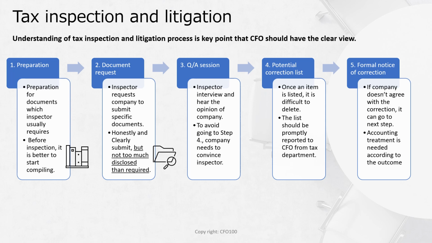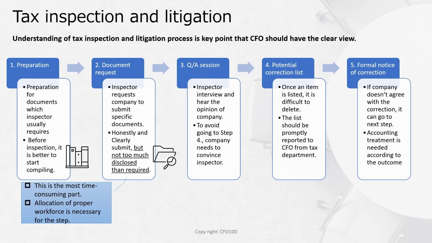Based on the request from the tax inspector, the company needs to submit the documents and information. This is the second step. However, the important point is that the company should not disclose more things than what the inspector requires. This tip is the most important point to be taken care of. The amount of workload is very huge for this part of the process. The tax team needs to have additional workforce more than normal.